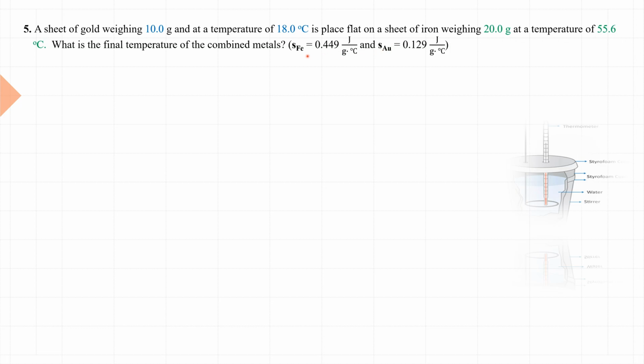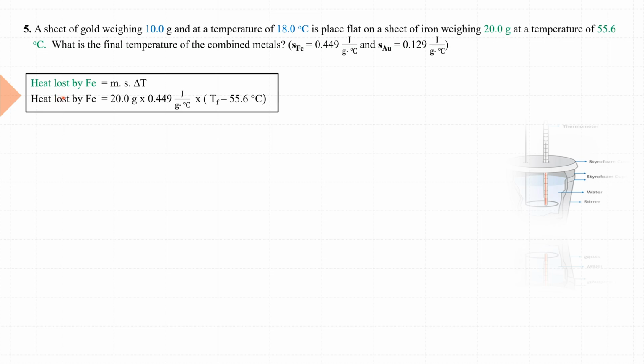The specific heat of iron is 0.449 joules per gram per degree Celsius, and the specific heat of gold is 0.129 joules per gram per degree Celsius. Now, if we combine these two metals, the cold metal, gold, and the hot metal, iron, what is the final temperature?